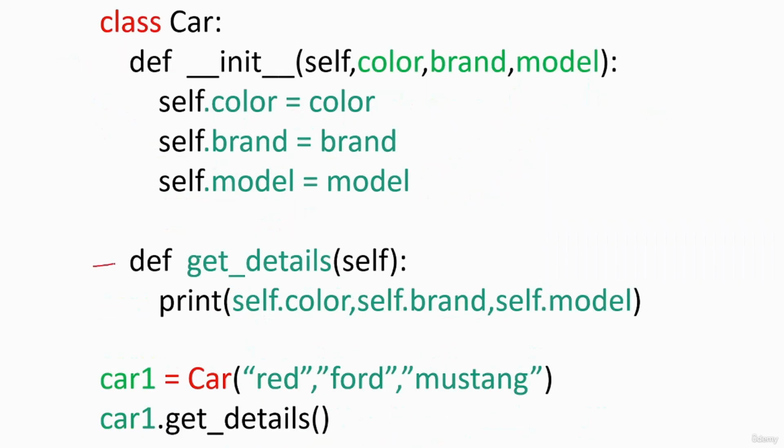Now let us talk about methods. Methods are the functions inside the class or object. So the syntax of a method is similar to the function, except we have to put the self keyword within the parentheses. Now I have created the method called getDetails. It will print color, brand, and model after we call the method. This is the way of calling a method. We have to specify the name of the object, then put a dot, then the name of the method.